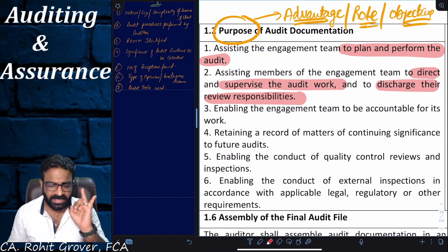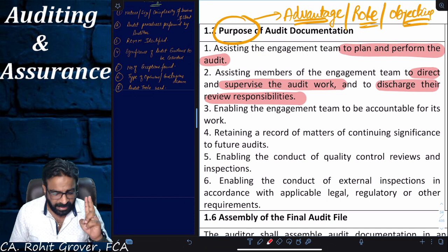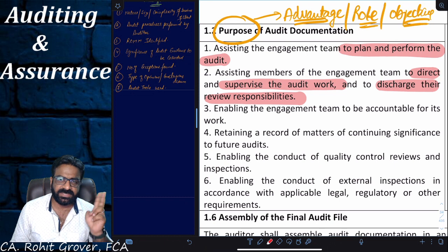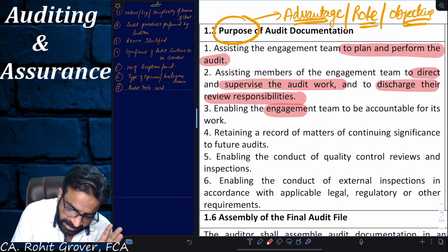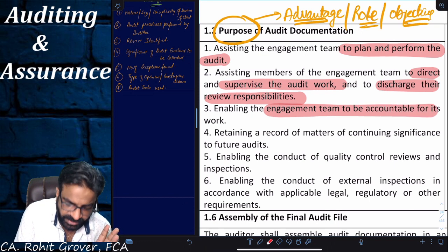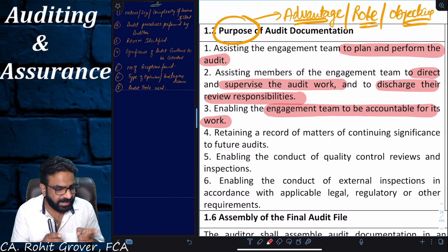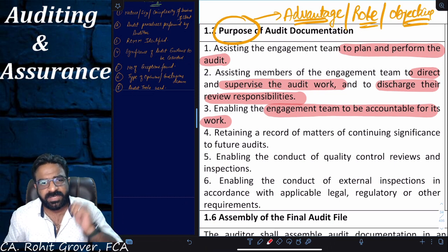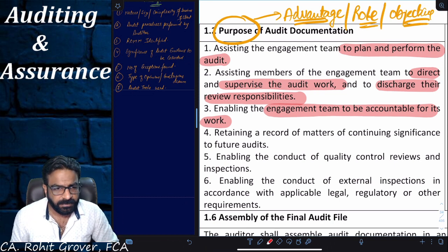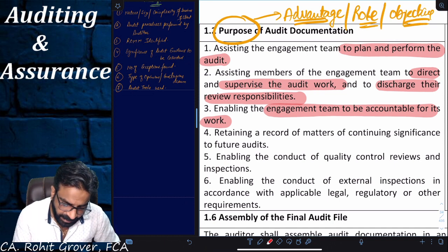This is the advantage. What is advantage number one, sir? It helps me in planning and performing the next year audit. It helps me in directing and supervising the audit and discharging my review responsibilities. It also enables the engagement team to be accountable for its work. Just now I gave you one example. When everyone is having their responsibilities in writing, can you escape from your responsibility by saying that, Rohit sir, you didn't tell us to do that? Can you escape or you cannot escape? You cannot escape.